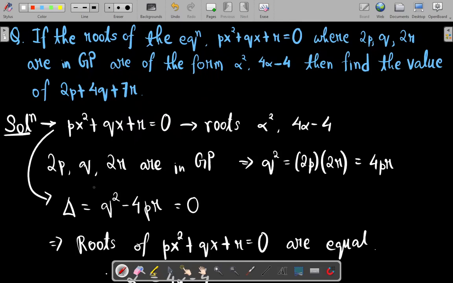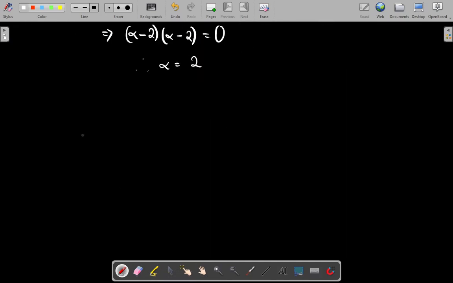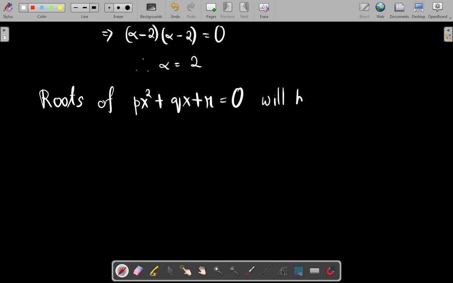Now the roots are alpha square and 4 alpha minus 4. So the roots of px square plus qx plus r equal to 0 will be alpha square, that is 2 square, or 4 alpha minus 4. This implies the roots are going to be 4, and this is 8 minus 4, that is 4 again. So the roots of this equation are 4 and 4.